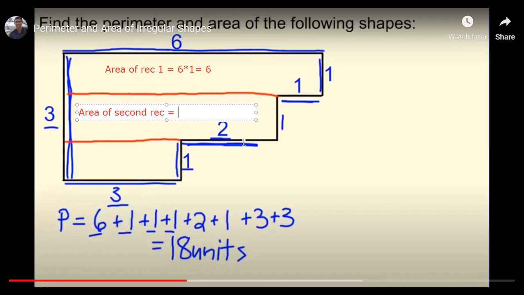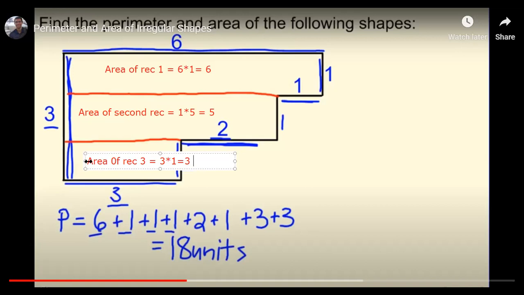How many? No, it's not 2. It's 5, yes, so it will be 1 multiplied by 5. So the area will be equal 5. Okay, what about the area of rectangle 3? It will be 3 multiplied by 1, equal 3.